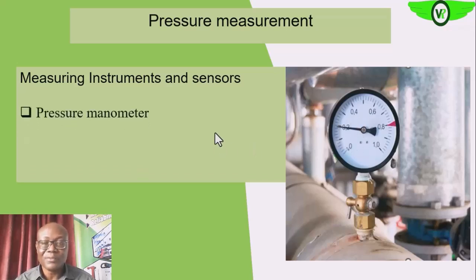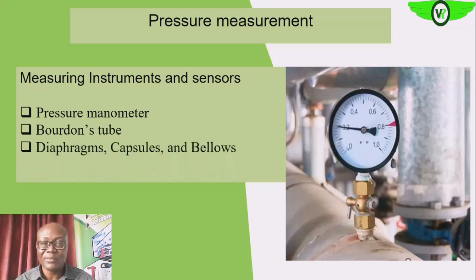So we have different types of sensors for pressure. We have the pressure manometer, we have the Bourdon tube. We'll explain them in a little detail later. We have the diaphragm, we have the capsules, and we have the bellows. And then we have the strain gauge. These are sensors that could be used to monitor pressure, or look at the pressure in our process.